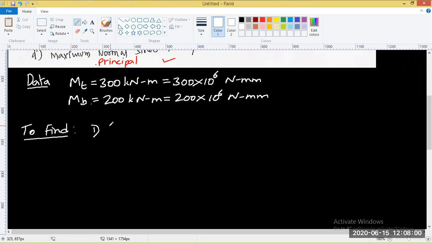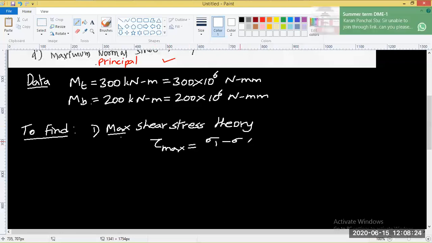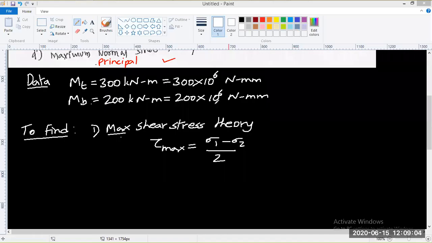So number one is maximum shear stress theory. According to maximum shear stress theory for a 2D body, tau max is given as sigma 1 minus sigma 2 by 2. Okay, this you need to memorize. So this is our equation according to the maximum shear stress theory.